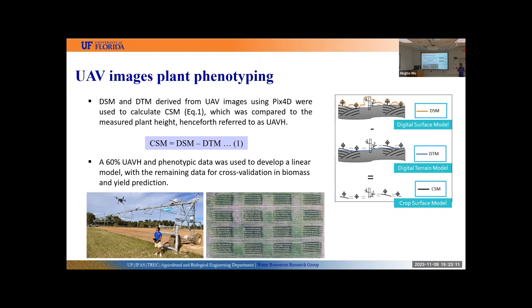Then once we calculated the UAV estimated plant height, we tried to see the correlation with the measured data. Once we knew there was a good correlation with the measured data, we used 60% of this UAV image estimated plant height data to develop a linear relationship between UAV image estimated plant height and biomass, as well as yield. And once we knew there was a good linear relationship between these variables, we used the remaining data to predict biomass and yield.